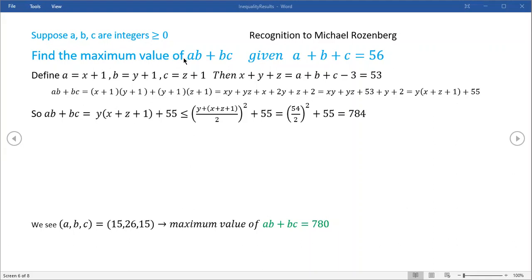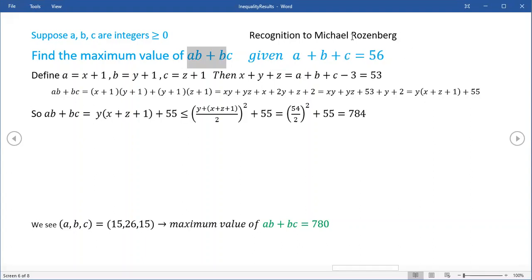Now we're actually trying to maximize this expression right here, subject to a constraint. So we want to know how big this AB plus BC can get if we're fixed in on this constraint, which says the sum of the three numbers A plus B plus C is equal to 56.